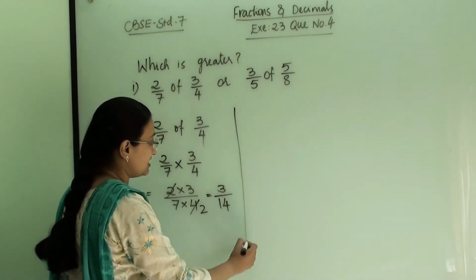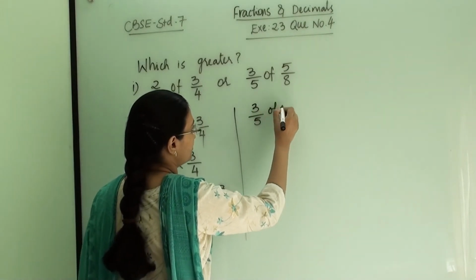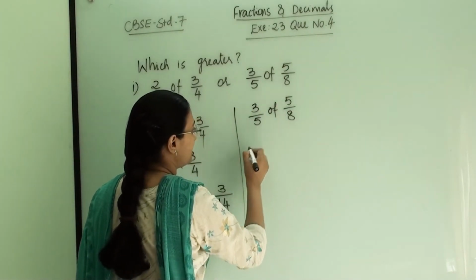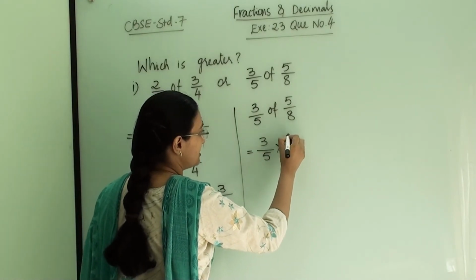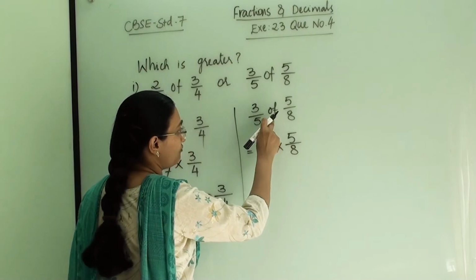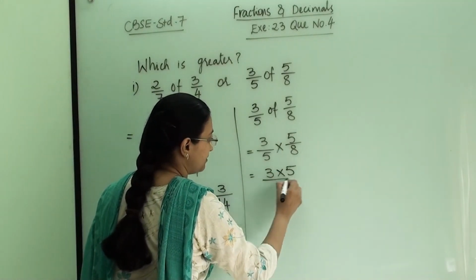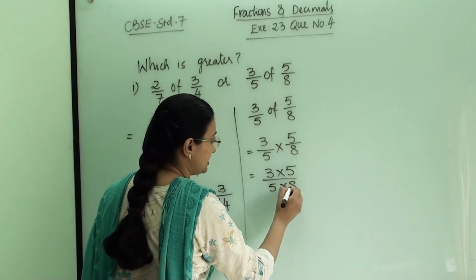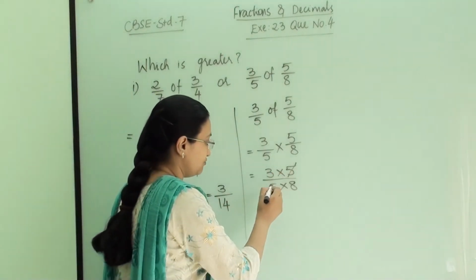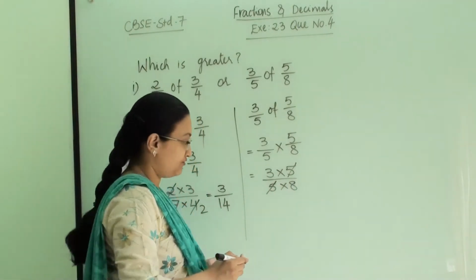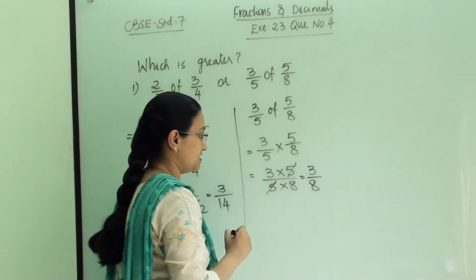Now let us take the second term, that is 3 by 5 of 5 by 8. In the same way we will solve this: first we will write the multiplication sign in place of "of". Now simple multiplication: 3 into 5 divided by 5 into 8. Let us see if we can reduce anything here. So 5 ones are 5. So the remaining term is 3 divided by 8.